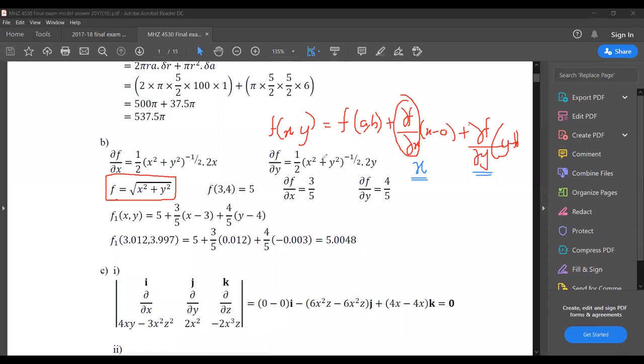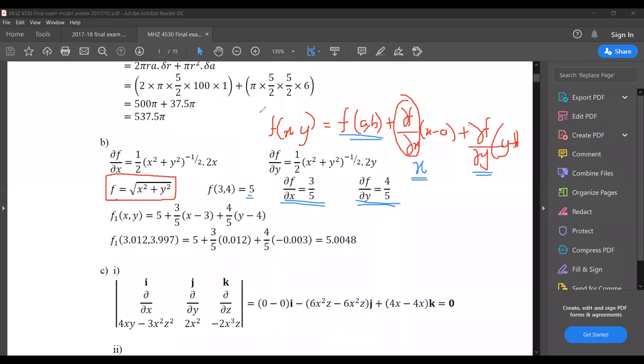When you see the question, you can find that the numbers they have given are 3.012 and 3.997. One number is very close to 3, another number is very close to 4. So we take a as 3 and b as 4. f(3, 4) is the first term. f(a, b) is obviously 5, and the partial derivative values are found numerically here. These are very simple steps. You just have to substitute in the equation and find these values.